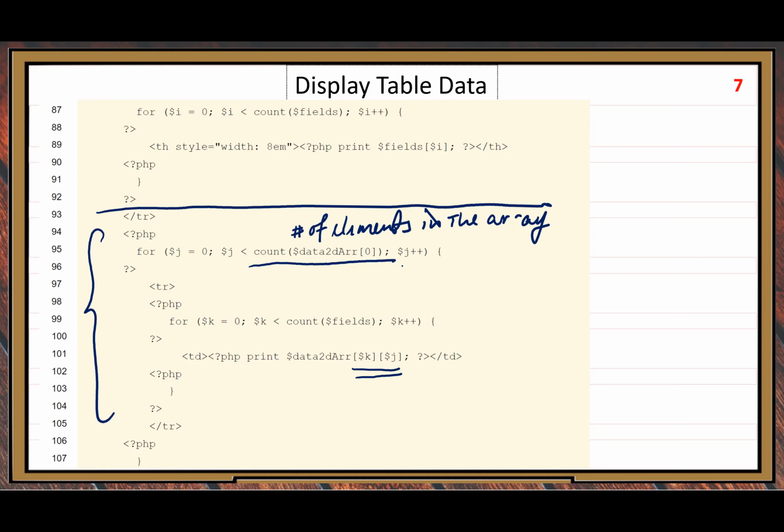Try to figure out the first dimension and the second dimension. Then after the table, at the end, we need to close the connection to release the resource. So that's the first example, UniversityView. Basically, we display all the table data.